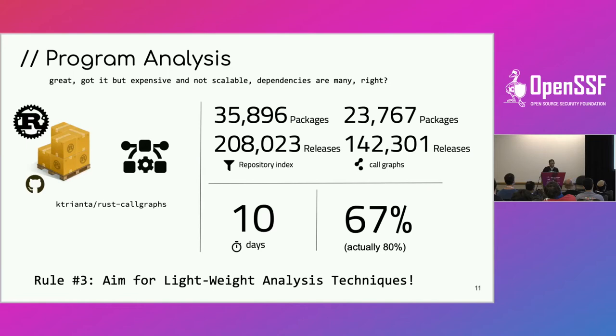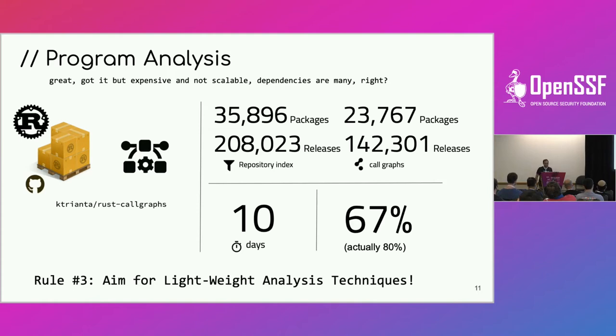The third part is the main criticism I usually get: it's really cool to do program analysis, static analysis, but it's usually very expensive. You sometimes need people with special knowledge. And it's also not scalable, because when we think of program analysis, we do it for a project and not a project together with all its dependencies. Think back to the example I was giving of these 300 Rust crates. Imagine we have to build a call graph for all of them.